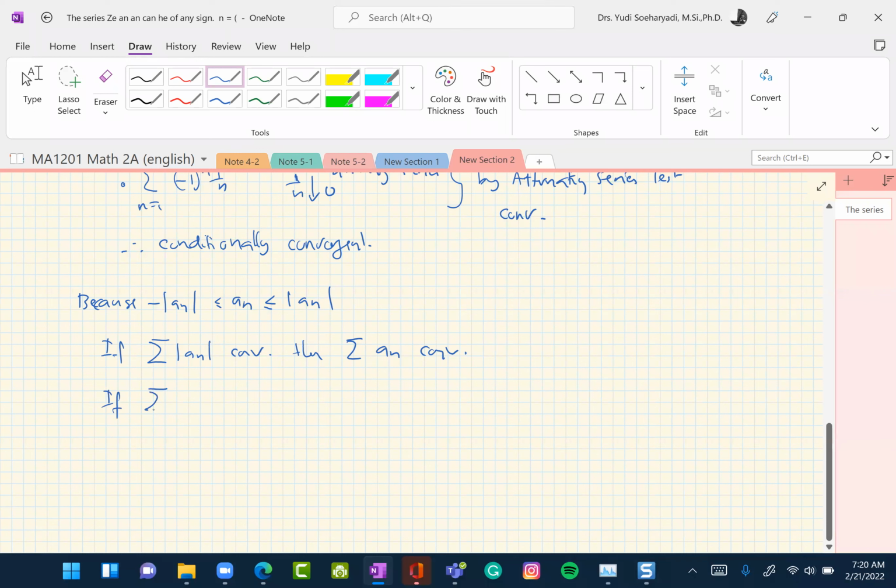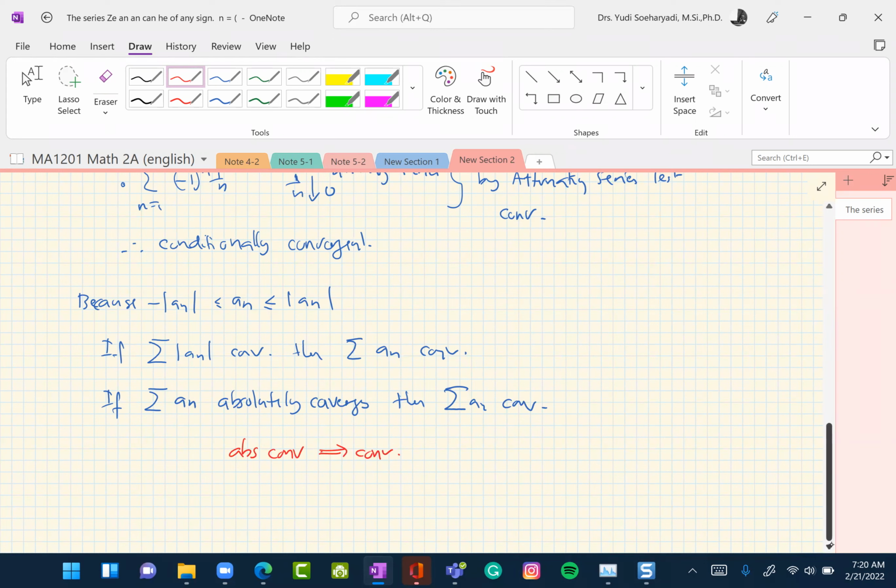So what it says is this one here. If the series absolutely converges, then the series itself converges. So absolutely convergent is stronger than convergent. Absolutely convergent implies convergent.